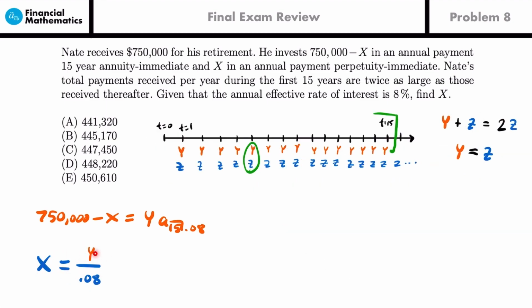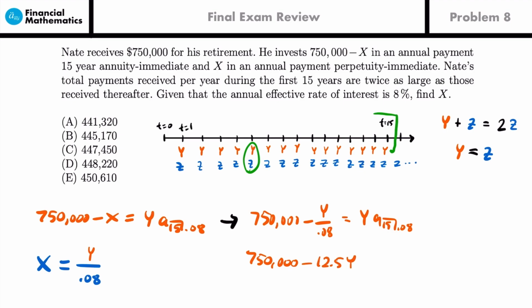Plugging this expression in for X will give us this. We will have 750,000 minus Y divided by 0.08 is equal to Y times a angle 15 at 0.08, and 1 divided by 0.08 is 12.5. So I'm just going to rewrite that like this. We'll have 750,000 minus 12.5 times Y. That's just an easier way to write Y divided by 0.08.